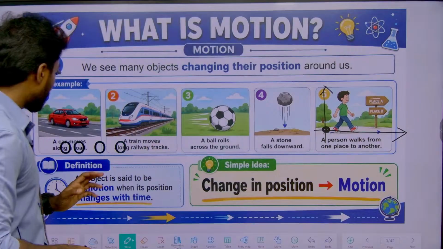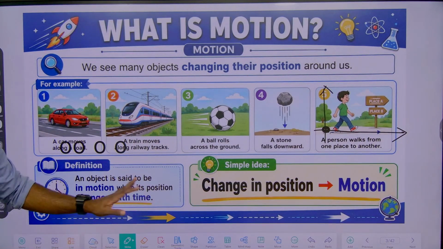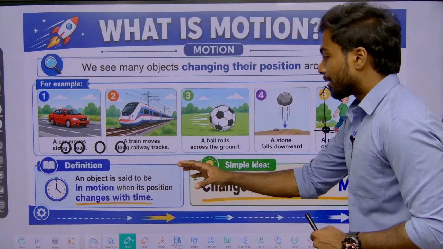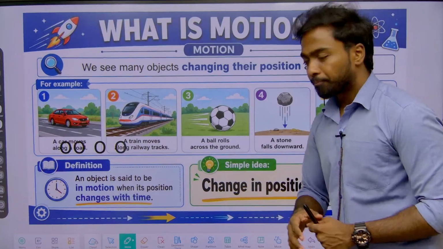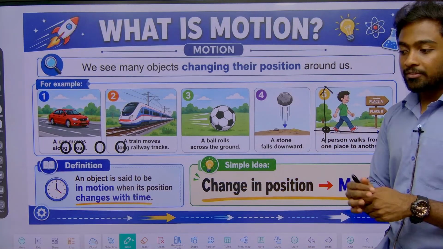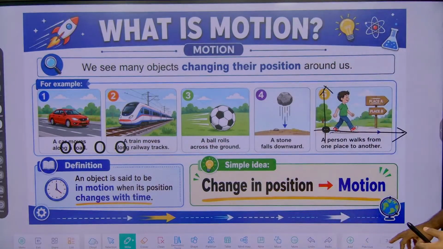The next one: an object is said to be in motion when its position changes with respect to time. A change in position means motion. If the object doesn't change its position, what is the object called? The object is at rest. These are the two things.